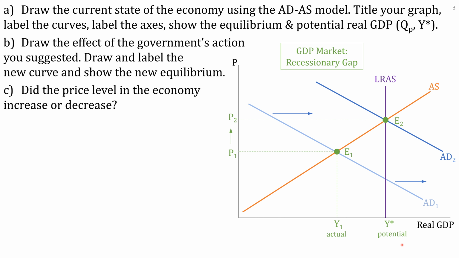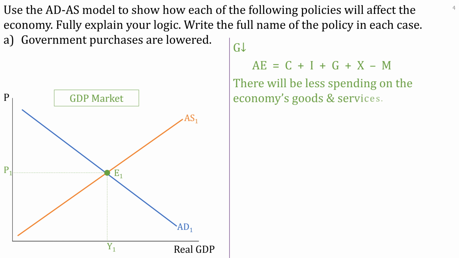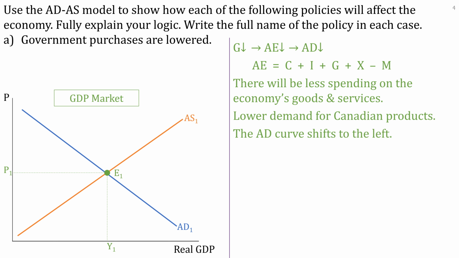So you're asked to use the ADAS model to show what happens when government purchases go down, right? So you start with your GDP market with ADAS, just like always, and the equilibrium level. When the government purchases go down, it means less G, and that's part of our aggregate expenditure formula. So lower G means lower aggregate expenditure. That is less spending on the economy's goods and services, and that means lower demand for Canadian products. So the demand curve is going to shift to the left.